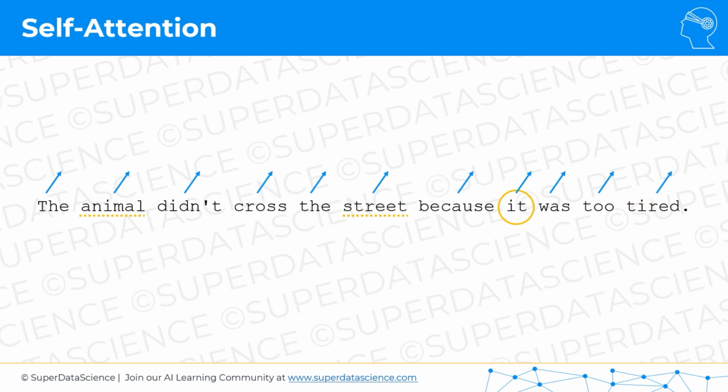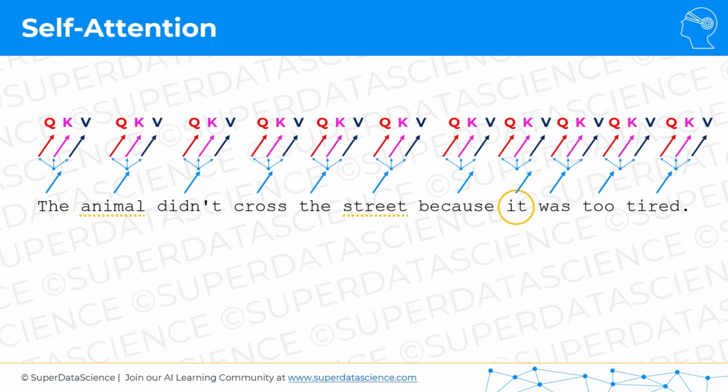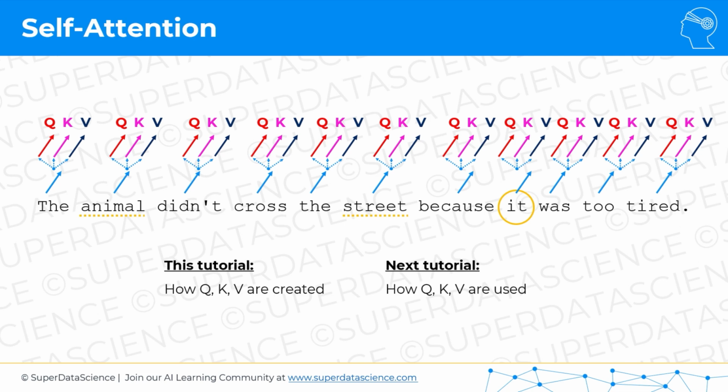We're going to take the vector for each word, as we've seen in the previous slide. We can encode them into vectors, and then from each vector we will create three vectors: a query vector, a key vector, and a value vector. So from each single one of these vectors, we'll create three vectors. In these tutorials, we'll find out how these three are created. In the next tutorial, we'll find out how they are used. All right, here we go.